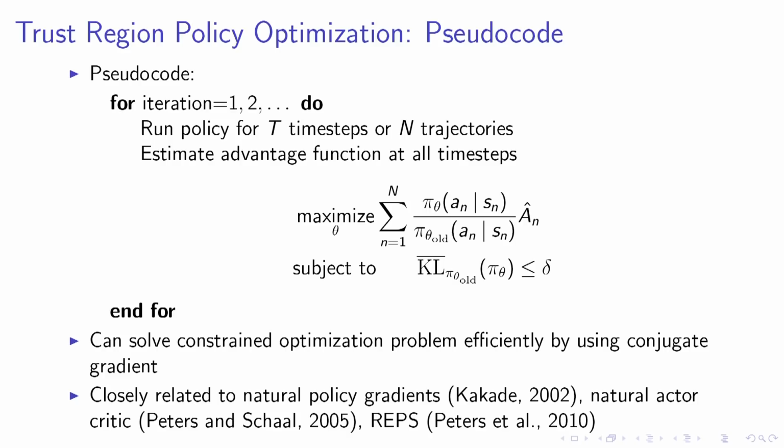And then we repeat. So this is an iterative process. And this is similar to some other methods like natural policy gradient and natural actor critic and REPS. So this idea has resurfaced many times and will continue to. Now I'm going to talk a little bit more about how you do this efficient solution using conjugate gradient.